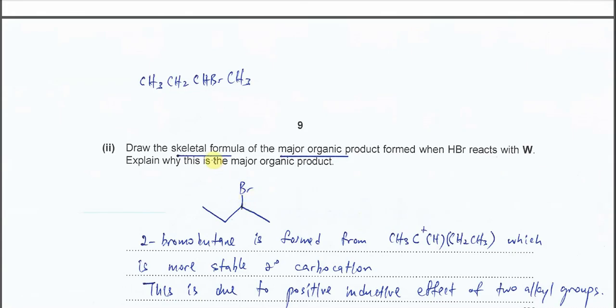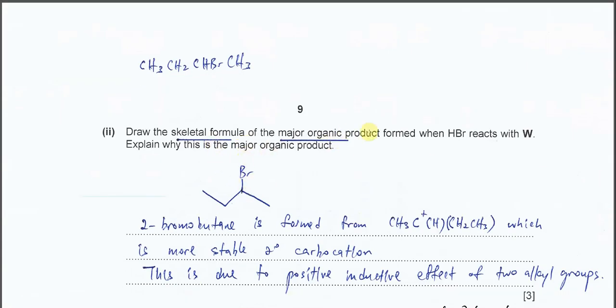Draw the skeleton formula of the major organic product when HBr reacts with W, like just now. This is the major product that I told you just now. Draw the skeleton formula. Very easy. How many carbons? 1, 2, 3, 4. So first you need to draw the carbon chain. 4 carbons, you just draw like this. 1, 2, 3, 4. And the bromine is located on the second carbon, just draw 1 bond, put Br. Done.